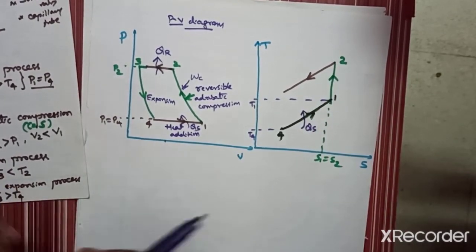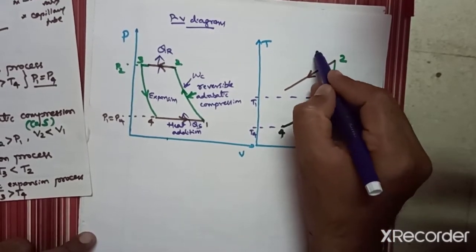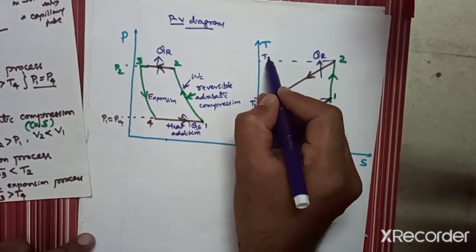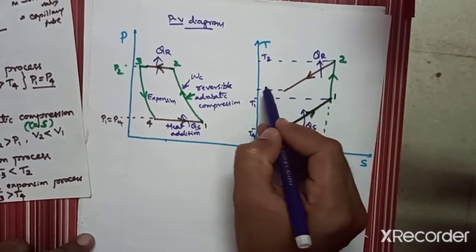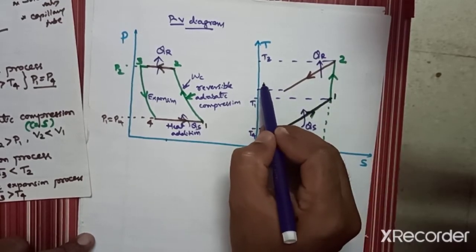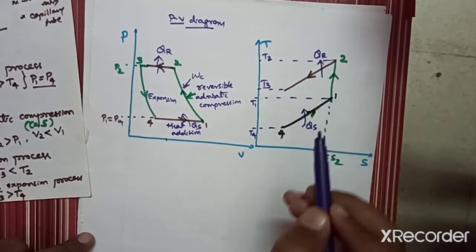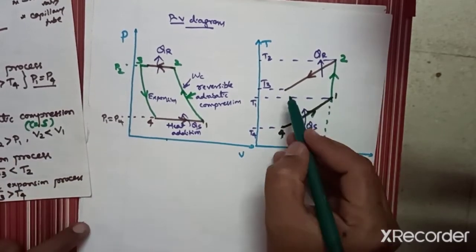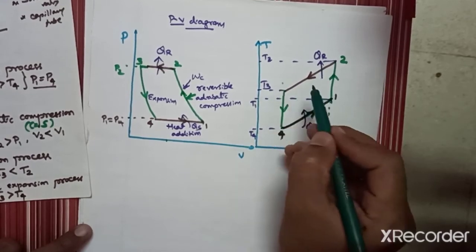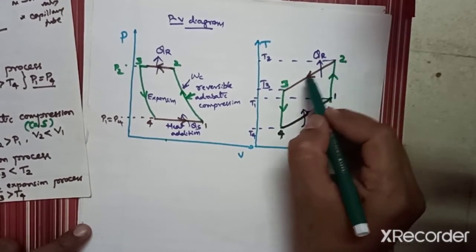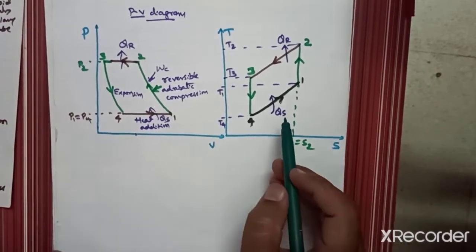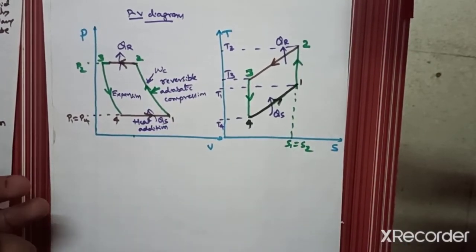Now I will write here heat rejection. During the heat rejection process, the initial temperature is T2. It is more. At the end of the process, it will become less. I will take 2 to 3. Again the fourth process is isentropic expansion. Then I will join this line. So 1 to 2, 2 to 3, 3 to 4. This is the representation of the Bell-Coleman cycle on the TS diagram.